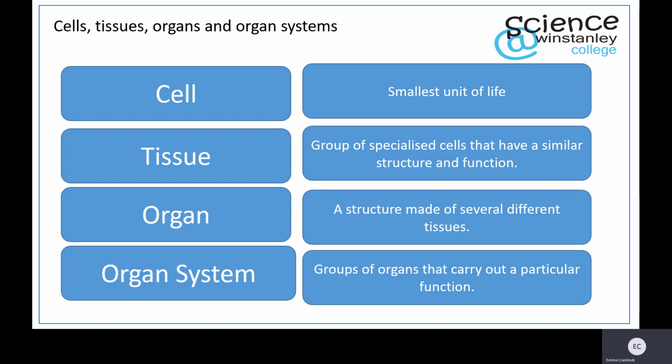So these cells are specialised, and then they are organised into tissues. These tissues are organised into organs, and they're organised into organ systems. So cells are the smallest unit of life. A tissue is a group of specialised cells that have a similar structure and function. An organ is a structure made of several different tissues, and an organ system is a group of organs that carry out a particular function.